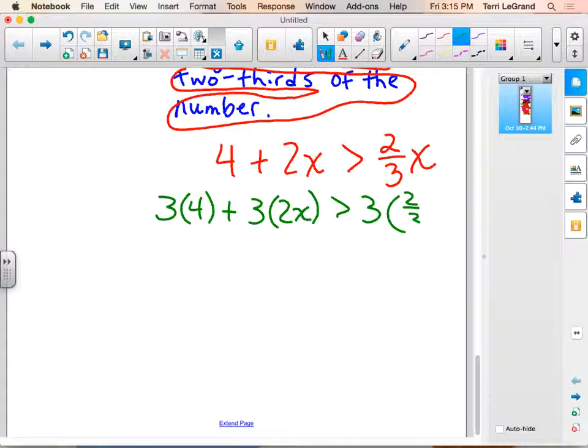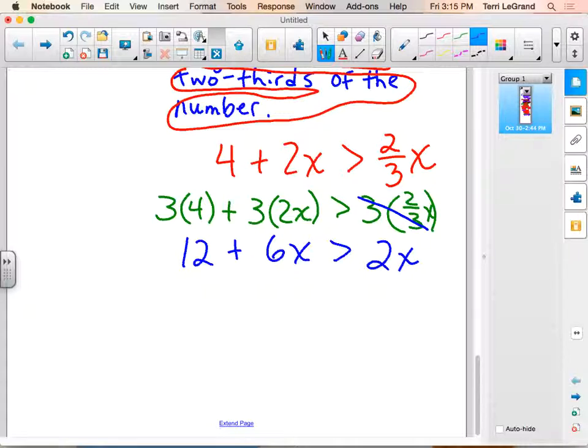There's only one denominator in this problem and it's a 3. Just multiply every piece by that denominator and it'll be gone. There should have been a problem like that in your SQ3R. 12 plus 6x is greater than 2x. These 3's cancel each other out, and we have a 2x over here. Find the solution for that and graph it.